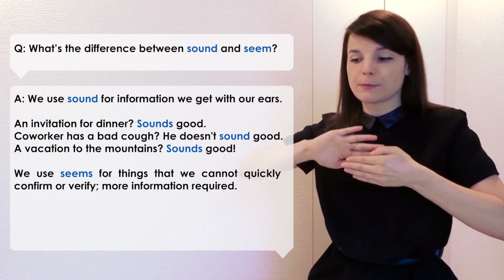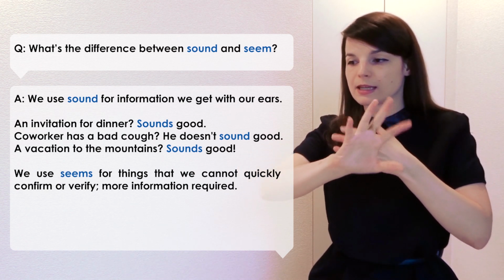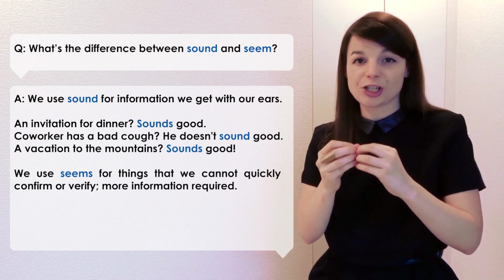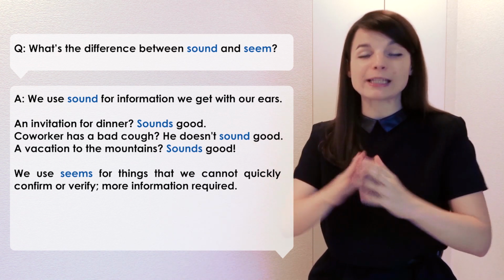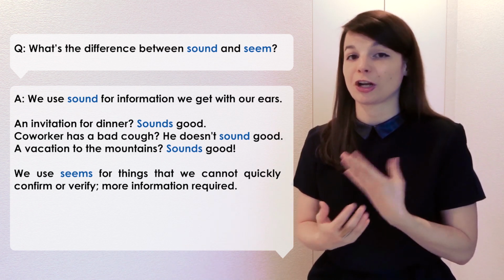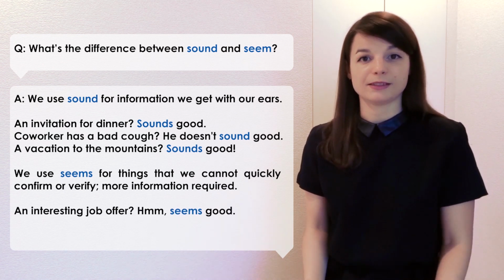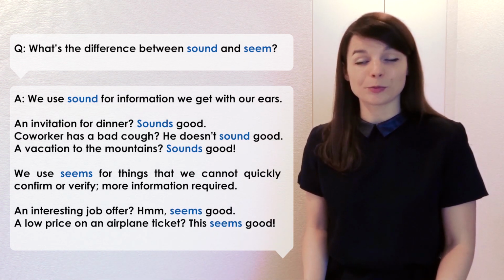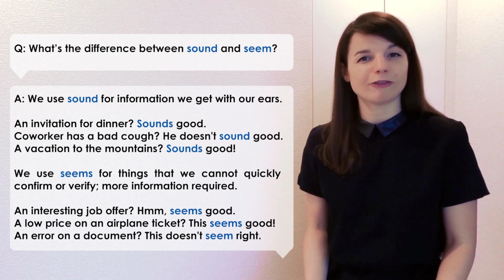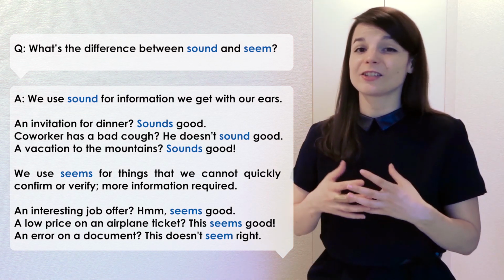Like we use it for something that has a nice appearance, or maybe there's something that gives us the impression it is good or bad or whatever adjective, but we need some more information to confirm that. We use seems in these cases. Examples. An interesting job offer? Seems good. You find a low price on an airplane ticket? That seems good. You find an error in a document? This doesn't seem right. This is just a general guide.